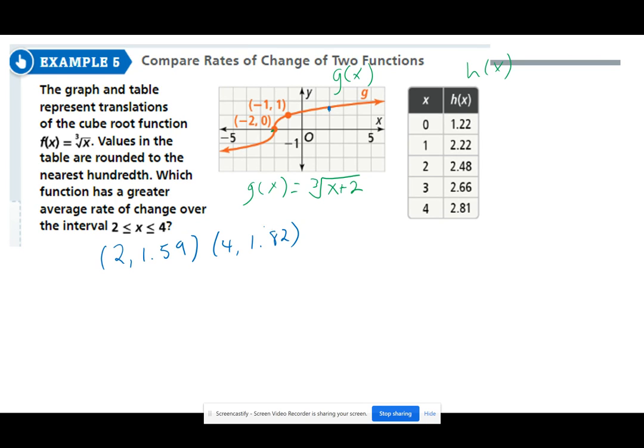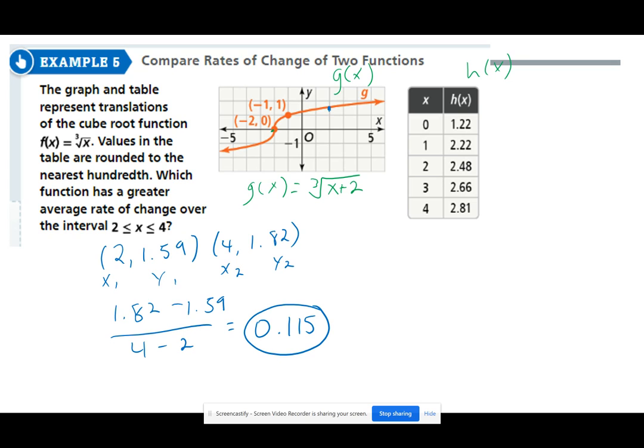Okay, so if you do, again, x1, y1, x2, y2, and we're going to subtract 1.82 minus 1.59 over 4 minus 2, and you should get 0.115. That's the rate of change between there. It's very, very minimal between those 2 points up here on the graph.